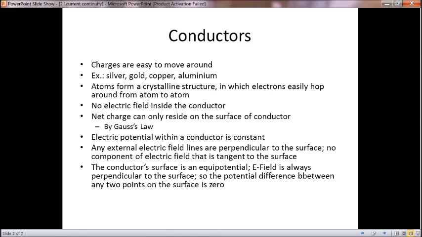The conductor surface is an equipotential one, that is, wherever you take the potential it will be the same, and the electric field is always perpendicular to the surface, as we have seen. So the potential difference between any 2 points on the surface is 0. This is called equipotential, because the E field is always perpendicular to the surface. So these are the characteristics of a conductor.